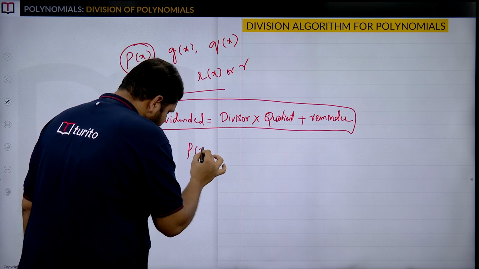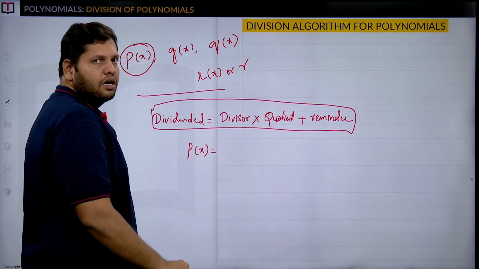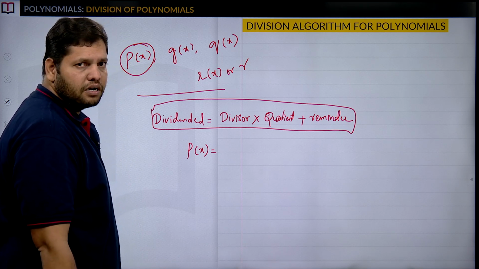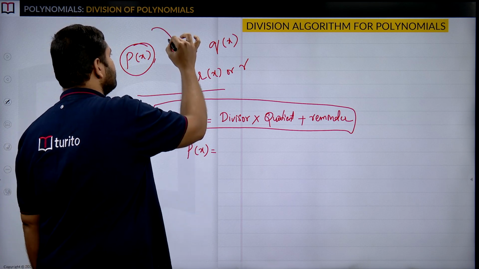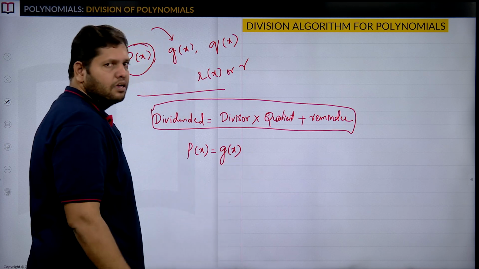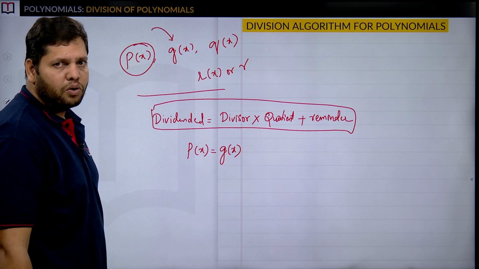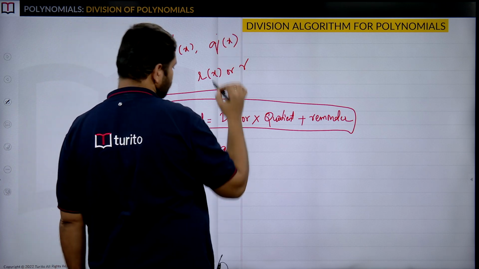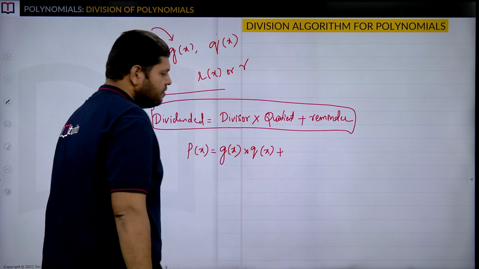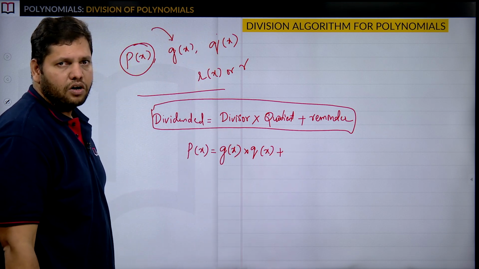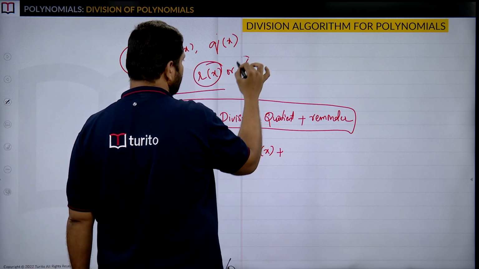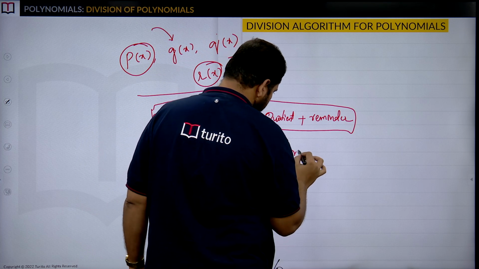So we can write p of x is equal to divisor. Can you tell me, children, by which polynomial I am dividing p of x? I am dividing with the g of x polynomial. So we write g of x. When I divide by g of x, what is my quotient, children? q of x is my quotient, so we write q of x. And what is my remainder? My remainder can be r of x, or we can take r also. So I am writing r of x as my remainder.